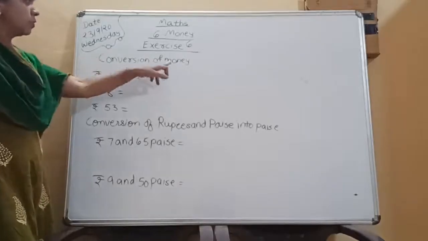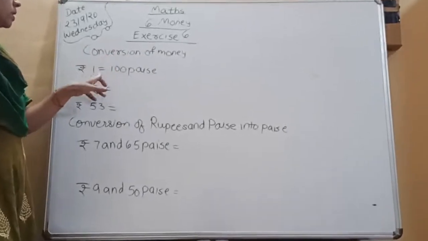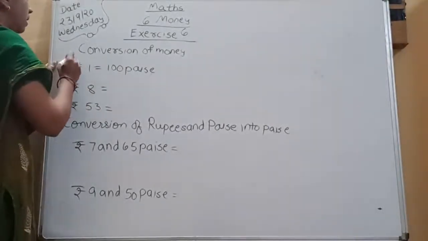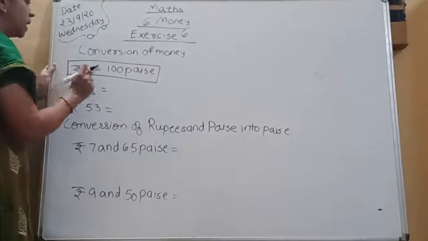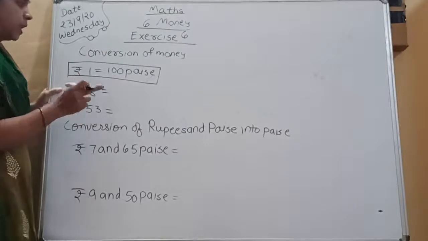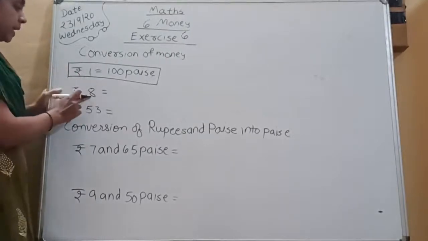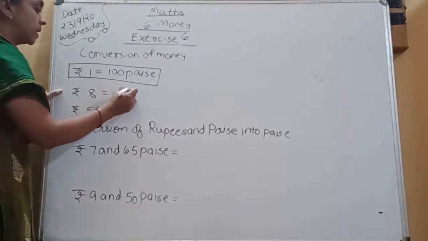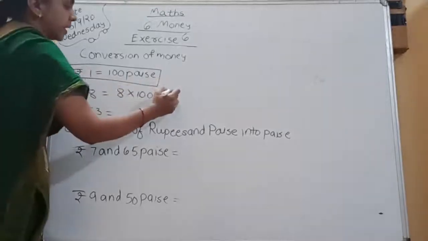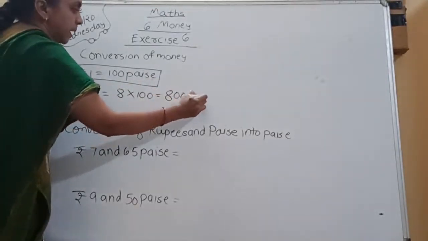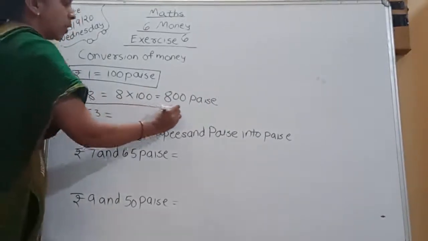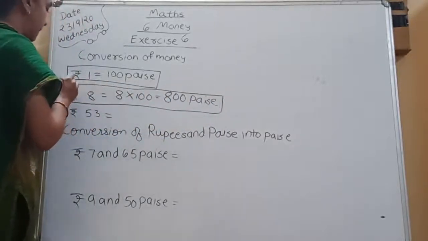Now see conversion of money. How we can convert this rupees into paise. Now see, you know very well 1 rupees means how many paise? 1 rupees means 100 paise. So what we have to do here, rupees 8. We have to find out how many paise are there in 8 rupees. So 8 multiplied by 100. How much? 100 multiplied by 8. 800 paise. Means rupees 8 means what? How many paise? 800 paise.